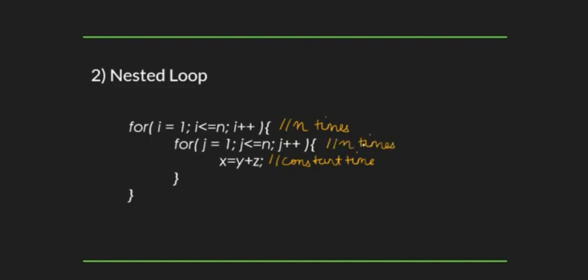So, the total running time will be some constant time multiplied by n into n, which is equal to n square. So, we can say that the time complexity is big O of n square.